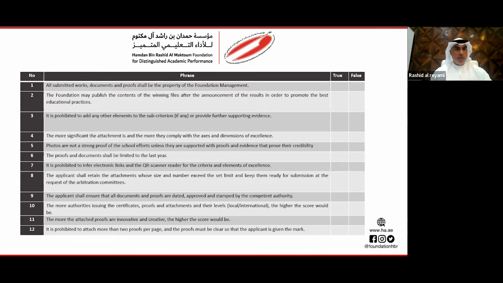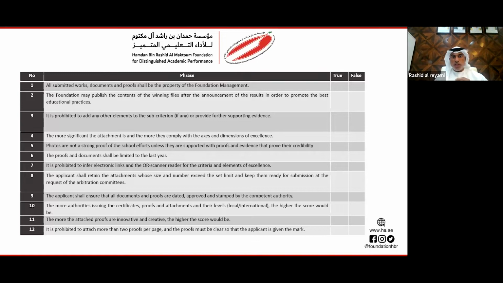Number 8, the applicant shall retain the attachments whose size or number exceeds the set limit and keep them ready to submit at the request of the judges' committees. So if you have a lot of evidence, you should keep it prepared at your school. When we come for the site visit, we will request and see it. And that's true. The applicant should ensure that all documents and proof are dated, approved, and stamped by the competent authority. This is also true.